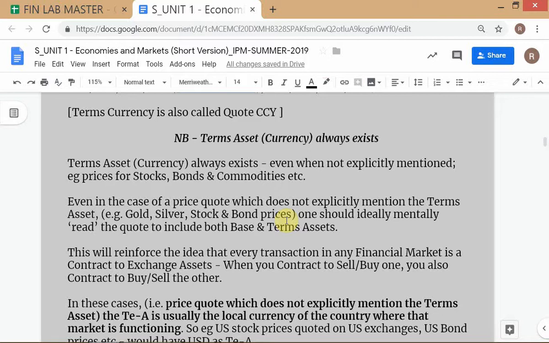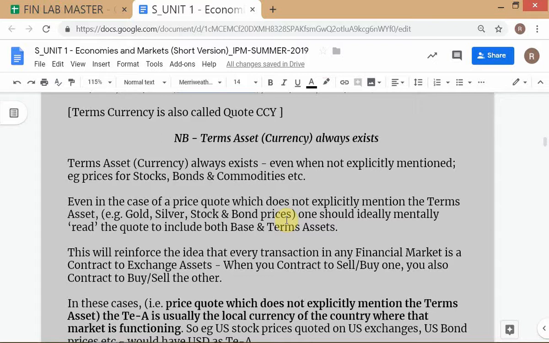So the terms currency, remember that our definition of a market is a venue for exchanging two assets. So there always have to be two assets in a market. It's just that in the non-currency markets, the quoting convention is such that we don't mention the terms currency. But that doesn't mean that the terms currency doesn't exist. It's always there, because in any market you're exchanging two assets, so two assets have to exist. But the quoting convention in the non-currency markets doesn't mention the terms currency. Is everyone clear? The terms currency always exists. You have to be able to figure it out.